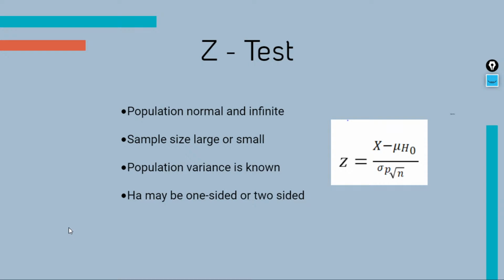Now talking about the z-test, the population in a z-test should be normal and infinite. It can have a huge amount of data. It can be dealt with whenever you have a sample of larger size or smaller size. Smaller size, as in anything less than 30, will belong to the t-test. Anything greater than 30 will belong to the z-test. The alternate hypothesis can be single-sided or two-sided also. It can perform both one-tail and two-tail tests.